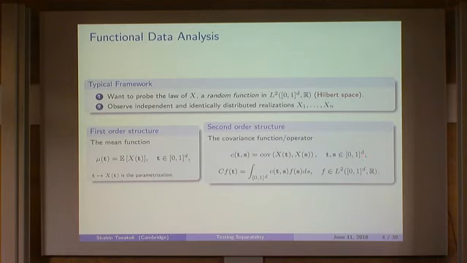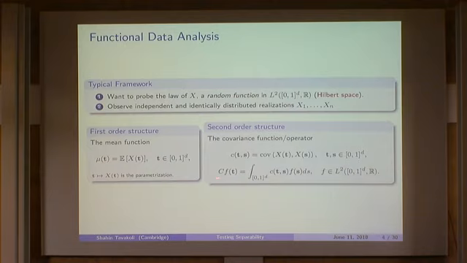What is really interesting, more interesting than just this function, is the operator it induces on the space of L2 square integrable functions. Namely, you take f, a square integrable function, and you integrate it against C of t,s. This gives you a new function of t. Think of this as a continuous version of matrix multiplication. Now, if there's something that you want to remember from this talk, it is that when you're dealing with functional data, the really important thing is this covariance operator.